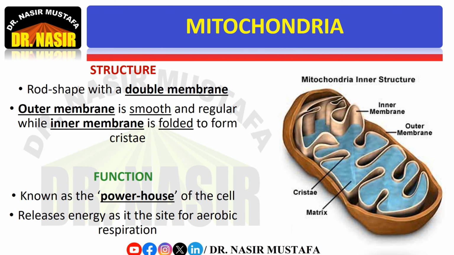Structure. Mitochondria are rod-shaped organelles with a double membrane. The outer membrane is smooth and regular, while the inner membrane is folded to form cristae. Function: known as the powerhouse of the cell, mitochondria release energy and serve as the site for aerobic respiration.